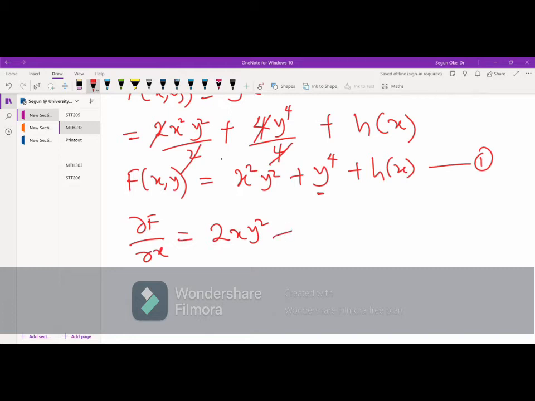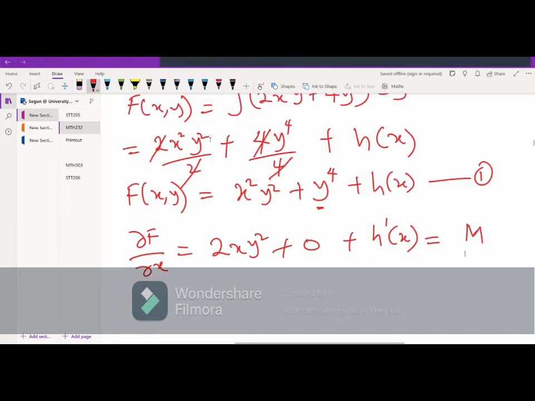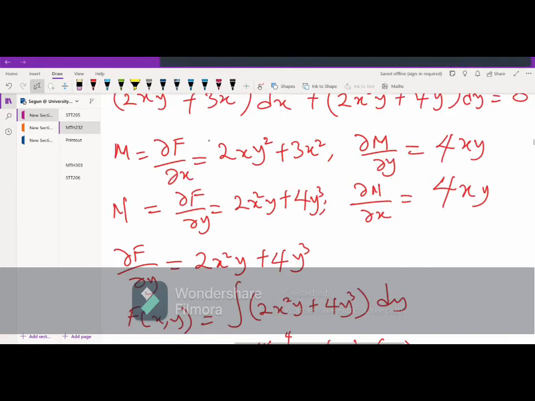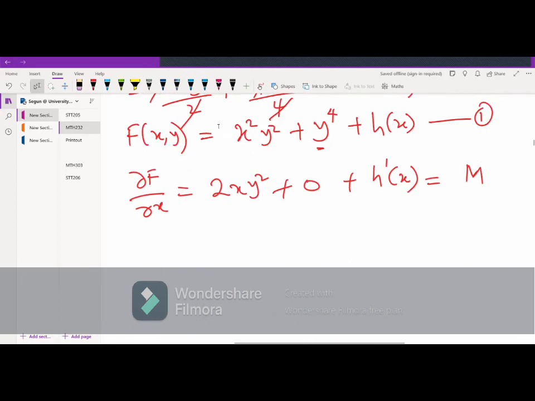Plus 0. Plus what again? Calculation. H prime of x. So it simply means that, don't forget, everything equals to what? M. From here, look at it. It's there. I put it here. M equals to the partial f with respect to x. So everything now equals to m.